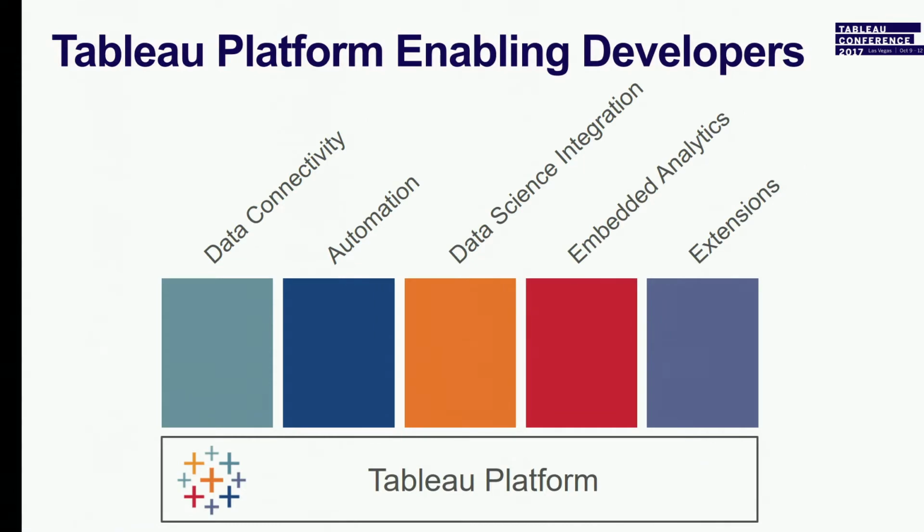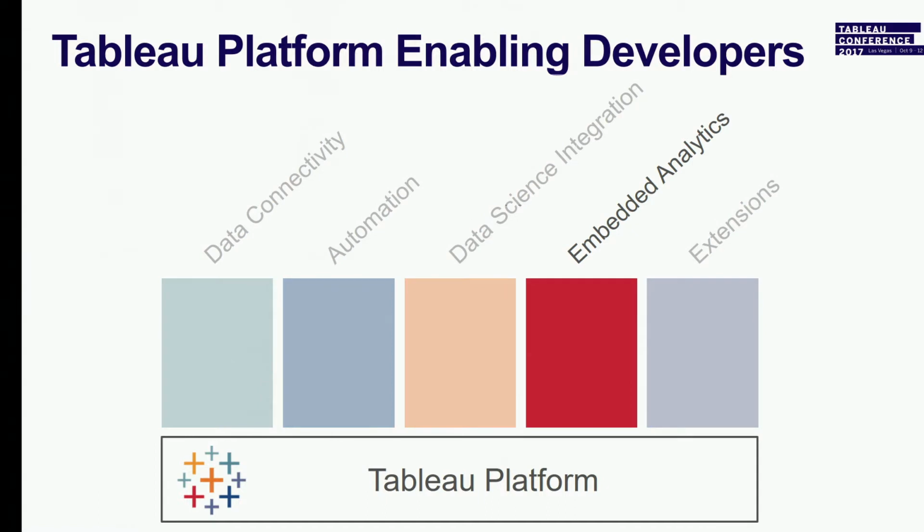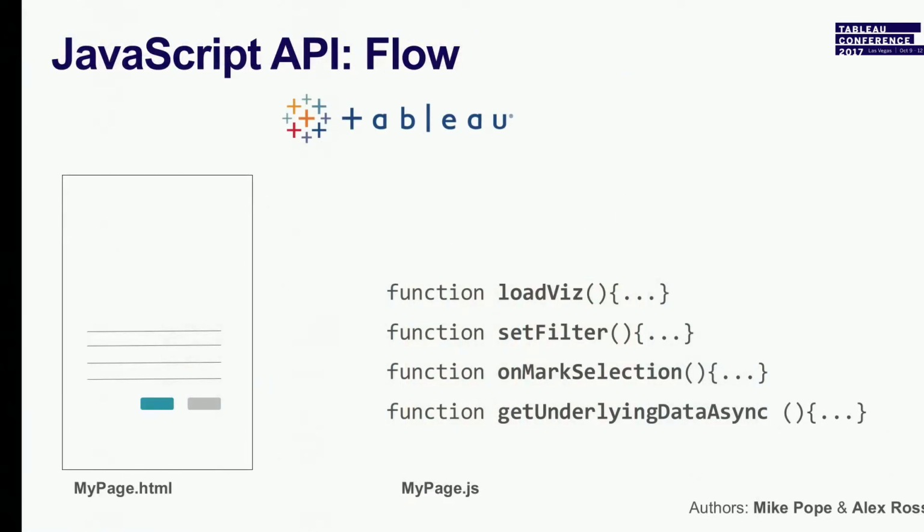And just as a level set, where does the JavaScript API fit into the whole Tableau platform, which you already heard in the keynote this morning? So data connectivity is really all the databases and apps you can connect to. Automation is mainly the REST API, how to automate things via tabcommands, stuff like that. Data science integration is our SPSS or our direct connections to also MATLAB in the near future, and Python. Embedded analytics, that's really what we're looking at today, how you can actually leverage the JavaScript API. And then extensions, of course, a pretty interesting topic. We're not going to cover that today, but feel free to visit other sessions about that.